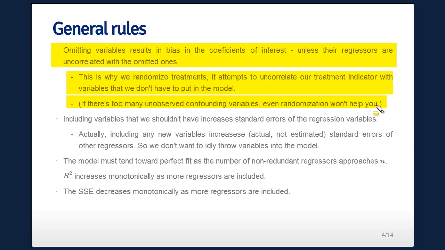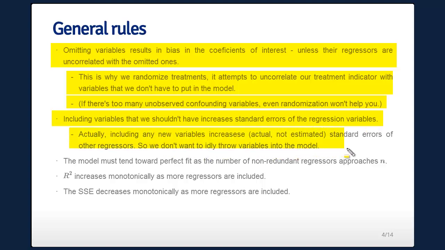So at any rate, if you can't randomize and you really do need to include a variable in the model and you omit it, then it's going to induce bias in the coefficients that you're interested in. So then you might say, okay, well, why don't I err on the side of caution and just throw everything into my regression model? So including variables that we shouldn't have increases standard errors.